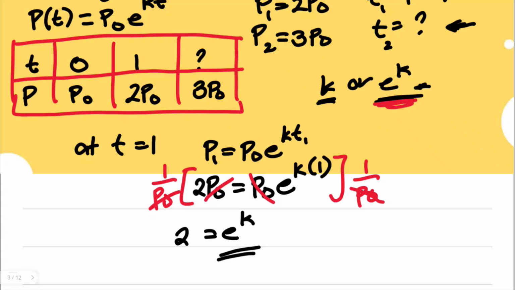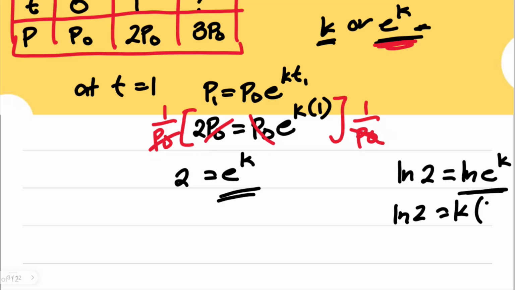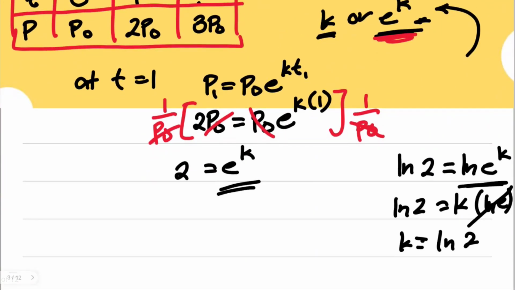If you would like to solve for k, of course, you're going to use the natural logarithm of both sides. I'm just showing it here, and then apply the rules of logarithm. So you have the natural logarithm of 2 is k times the natural logarithm of e, which is just equal to 1. So k is the natural logarithm of 2. And then you're going to plug that in for the second situation. But instead of that, let me stick to this, and I'm okay with that.